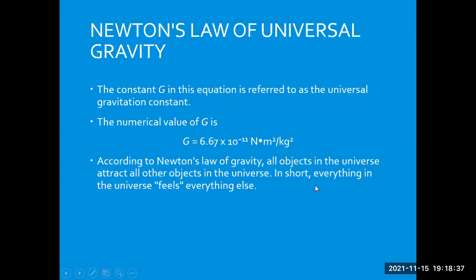So according to Newton's law of gravity, all objects in the universe attract all other objects in the universe. In short, everything in the universe feels everything else. So basically, yung gravitational force ng bawat planet ay magkakaiba, kasi yung gravitational force within the planet depende sa distance nila from the sun.